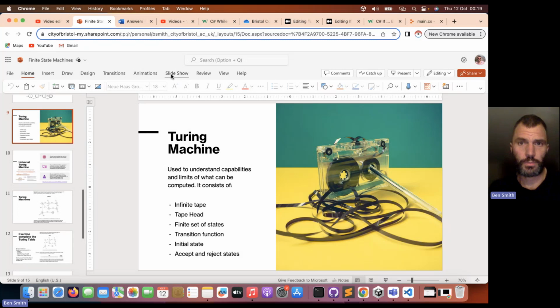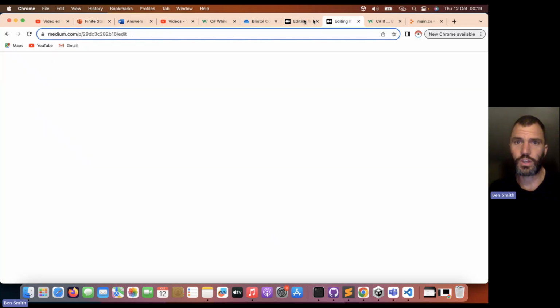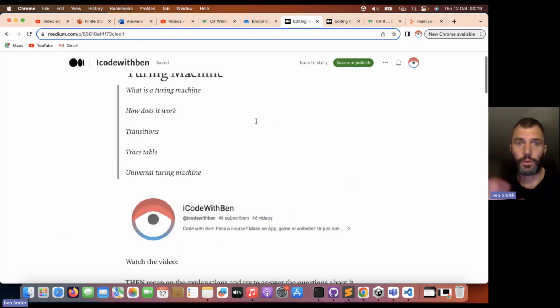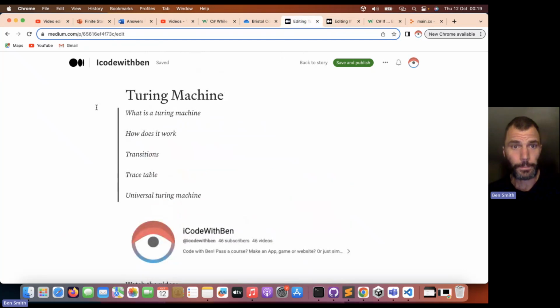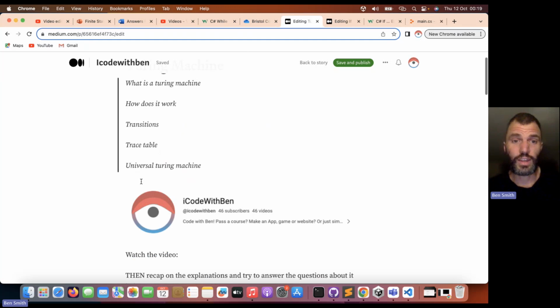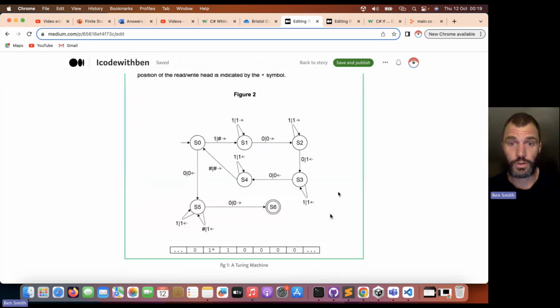So let's have a look at some of these slides, and then I'll draw your attention to this article on our Medium, iCodeWithBen. This article lists all the things that I'm talking about. It has some of the problems that you might want to try and solve so you really understand it. It explains what the Turing machine is again, what transitions are, and then gives you an exercise in which you have to fill out a trace table based on a Turing machine. So what is all this?